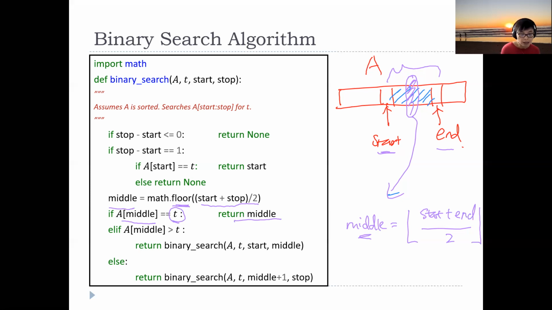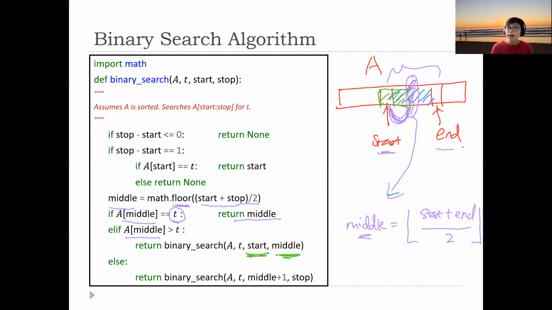If not, we check, is the element stored here bigger than T? If that's the case, what does it mean? It means that I have to go to the left portion, because if T is smaller than what's stored here, I have to go left. That means I now only need to check where T is in this new smaller subarray, which is only this portion, the left part of the previous subarray. And what's the index range for that? That's basically from start to middle. That's the portion we check now.